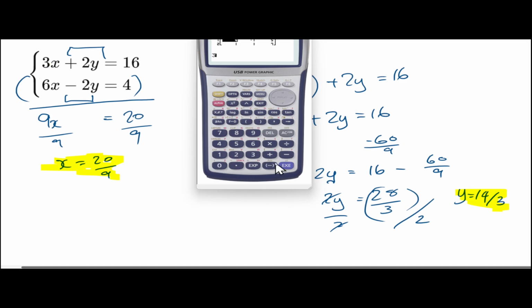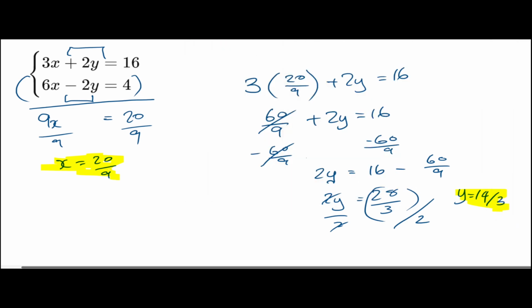So 3x plus 2y, 16, 6 minus 2, 4. And when I solve it, x is 20 over 9. Yep, and y is 14 over 3. Yep, which is what we got. There's a couple of different ways of solving that, but that's the quickest, most obvious way of doing it.